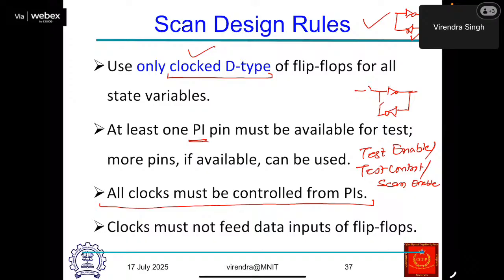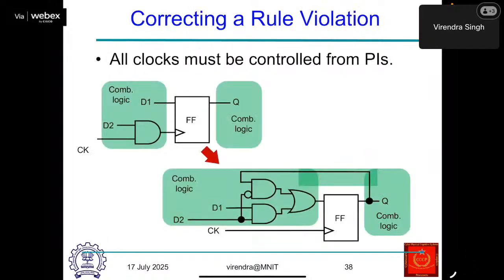All clocks must be controlled from the primary inputs. That means no clock should be gated. All clocks should be controlled by the primary input. So that means there is a clock input in the circuit, and that clock input should go directly to each and every flip flop. It should not go through any logic. Clock must not feed the data input of a flip flop.